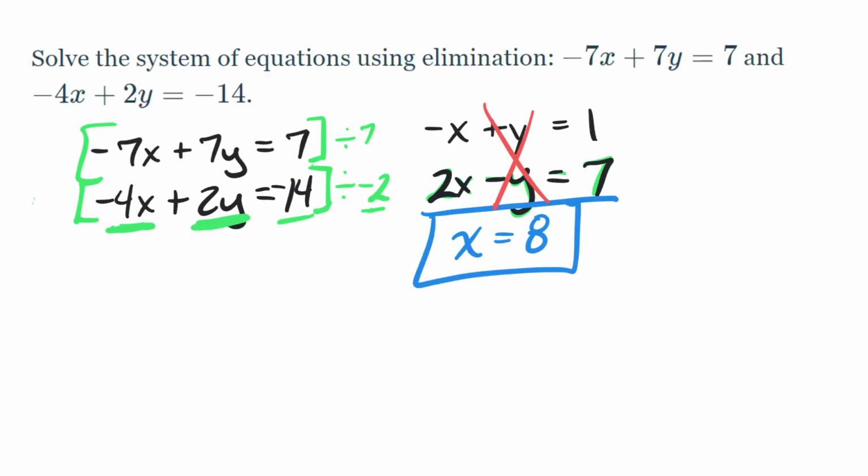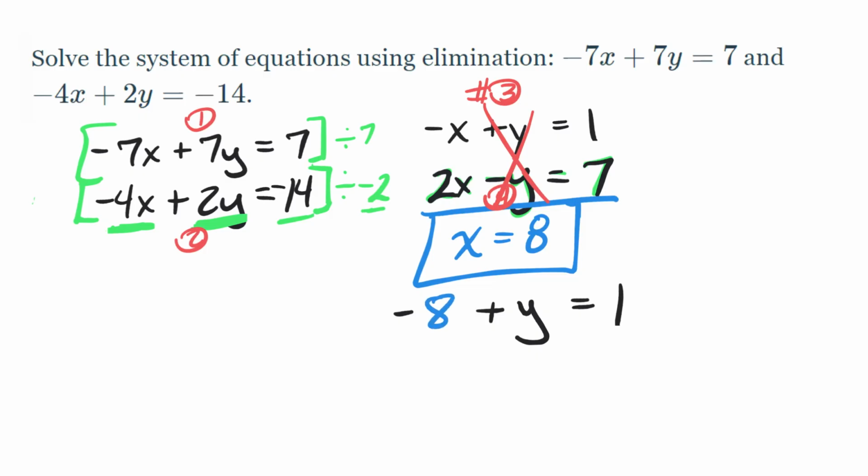Now we need to take this x value and substitute it in to find our y value. Now the nice thing is we actually have 4 equations. One equation here, 2, 3, and 4, because these are all equivalent. So I'm going to choose the one that looks the easiest. For me, it looks like the third equation is going to be the easiest one to use, because it says negative x plus y equals 1. Well, we just learned that x is not x, but it's 8.